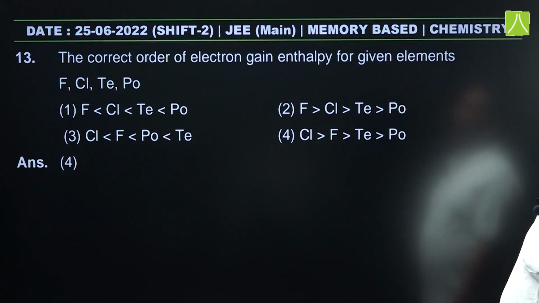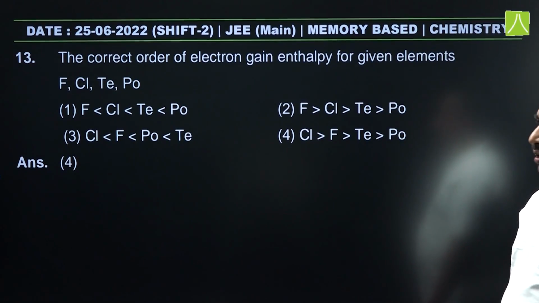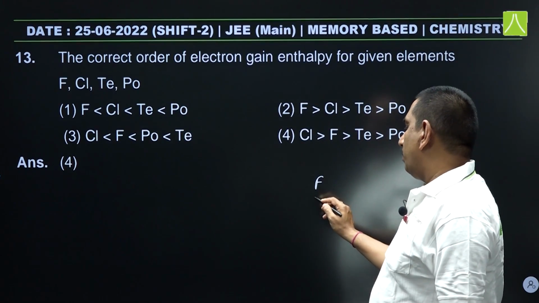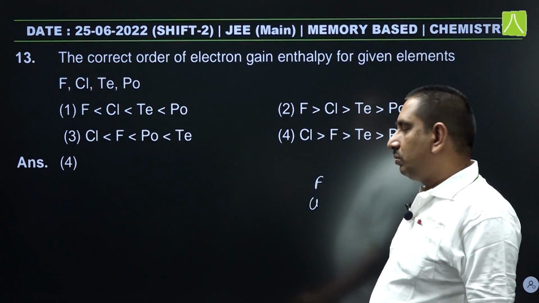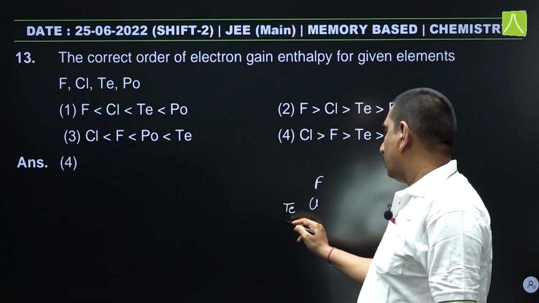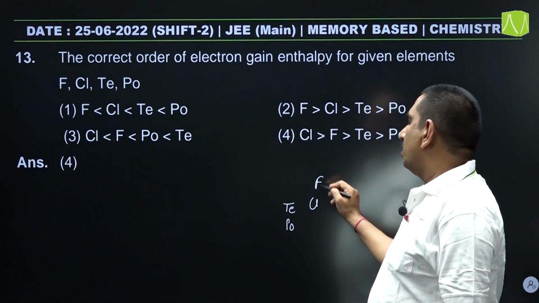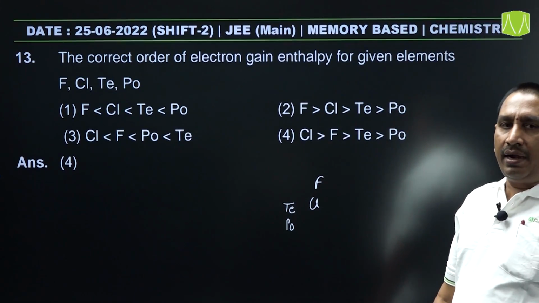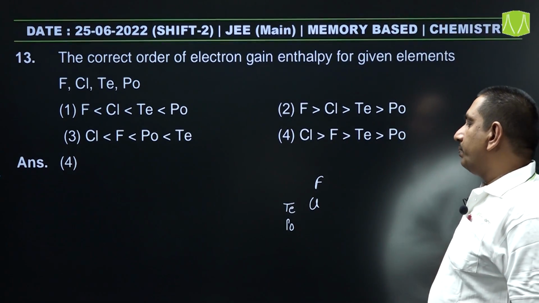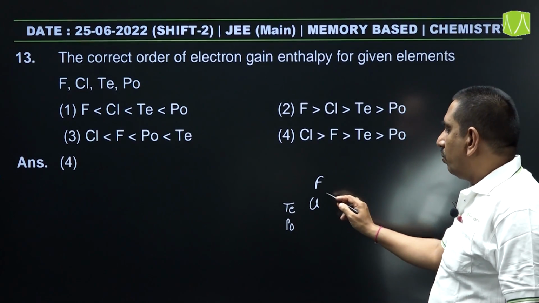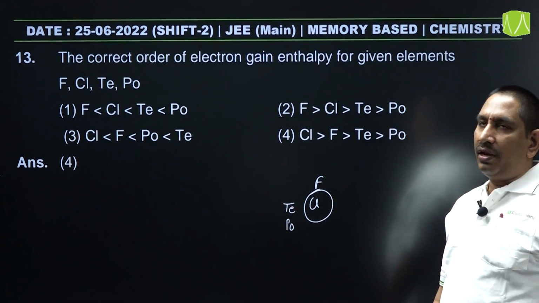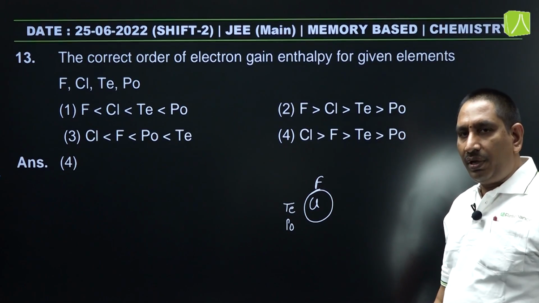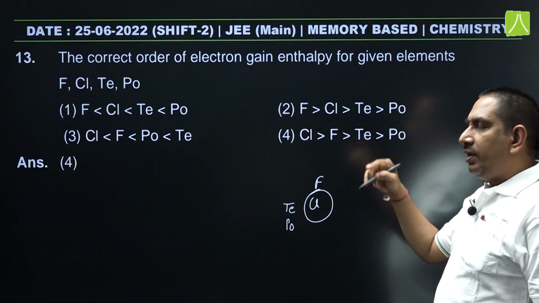Next, the correct order of electron gain enthalpies for given elements: fluorine, chlorine, tellurium, polonium. Here fluorine and chlorine are same group elements, tellurium and polonium are also same group elements, that is 16th, and these are 17th group elements. We know 17th group elements have the highest electron gain enthalpy, but even in the 17th group, chlorine has the highest electron gain enthalpy. Among all the elements in the periodic table, which has the highest electron gain enthalpy? Chlorine.